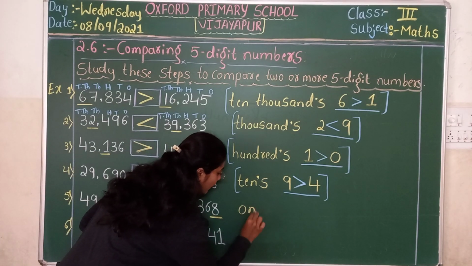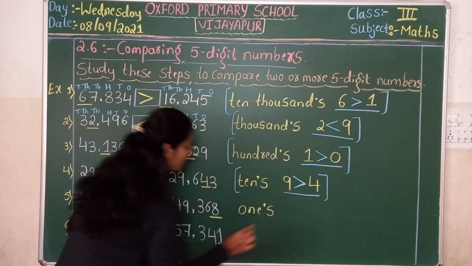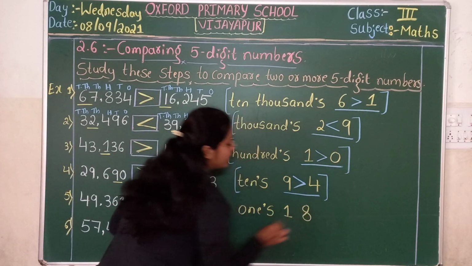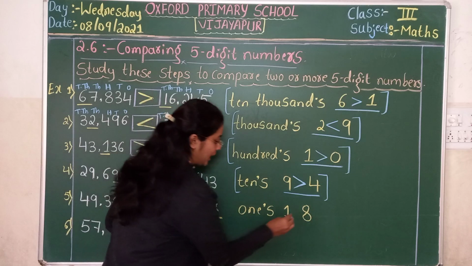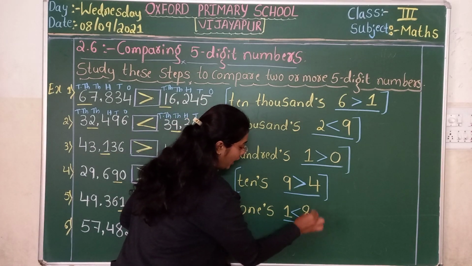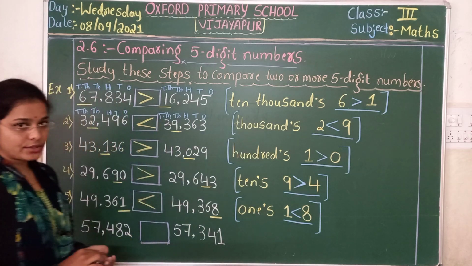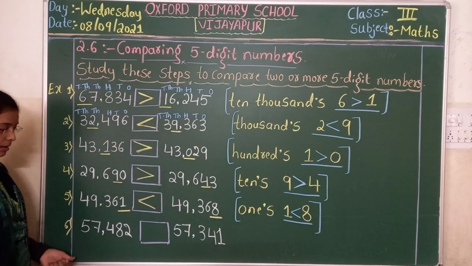Which place do we compare? We compare the ones place. Digit 1 and 8 we compare. Which is the bigger digit? 8 is the bigger one. So we have to insert the smaller than sign. Understood, children? Now one more example.